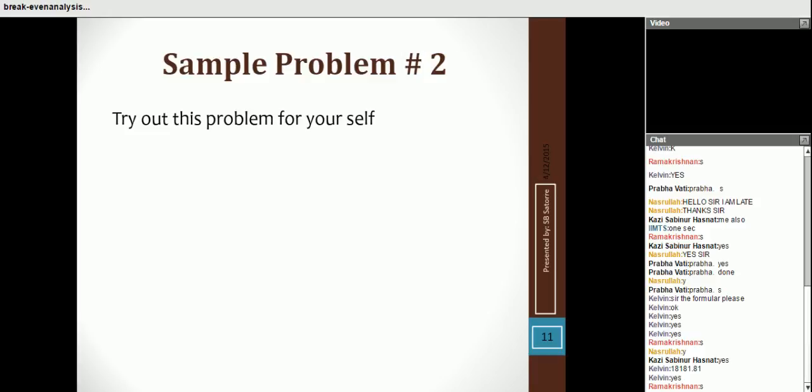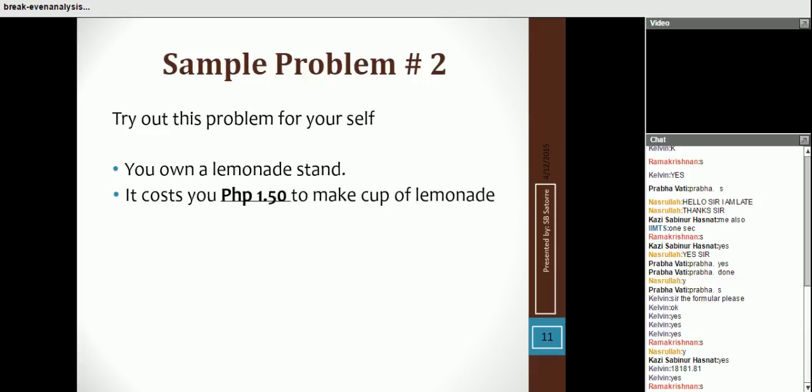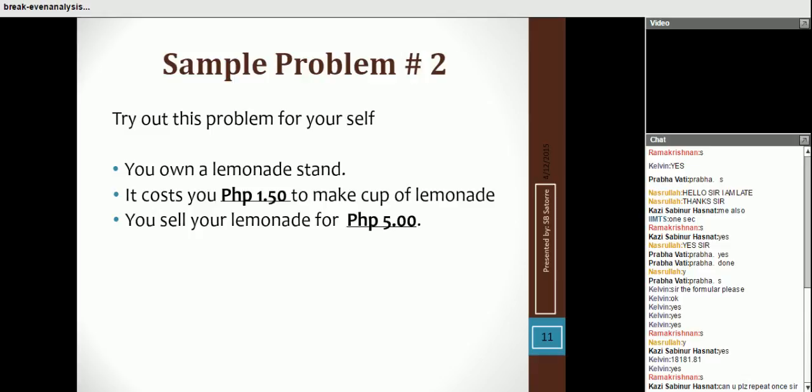Let's try out this problem for yourself. Now everyone try this problem. You own a lemonade stand. It costs you $1.50 to make a cup of lemonade. You sell your, can you please repeat one, sir? Which part, Kazi? You want me to repeat?